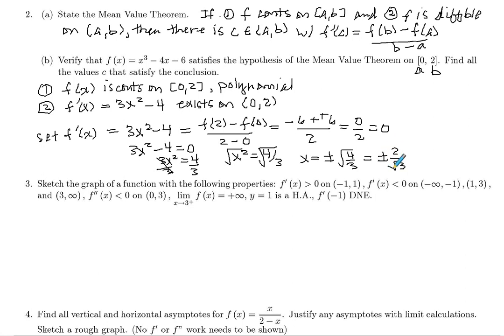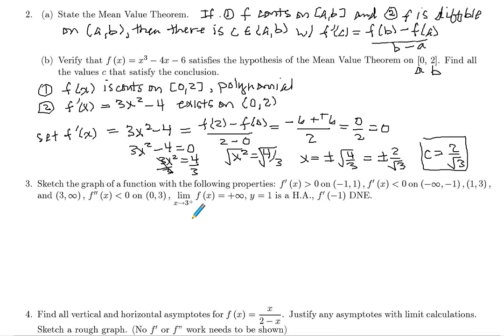And then we only keep the values that are inside our interval. Our interval goes from 0 to 2. Now, 2 divided by the square root of 3, root 3 is approximately 1.7. So 2 divided by 1.7 is going to be a little bit bigger than 1, but it's not going to be as big as 2. So this is 1 point something, so it is going to be in that interval. But the negative square root of 4/3, that is negative 2 over root 3, is not going to be in there. So the only value of c that's in this interval (0, 2) is 2 over square root of 3. So that's our final answer.